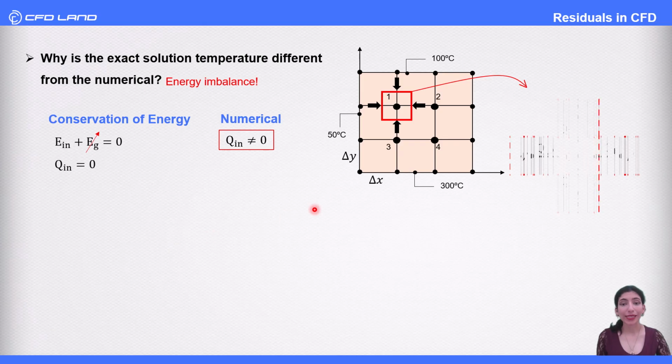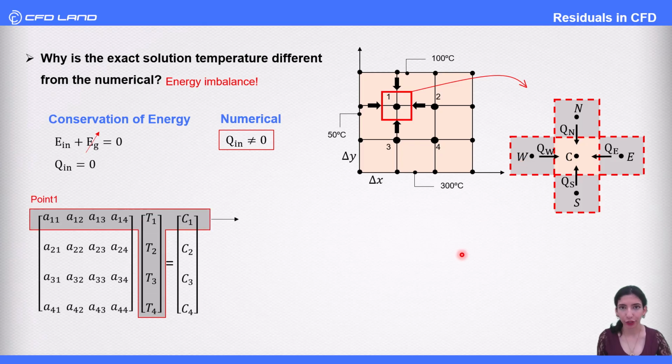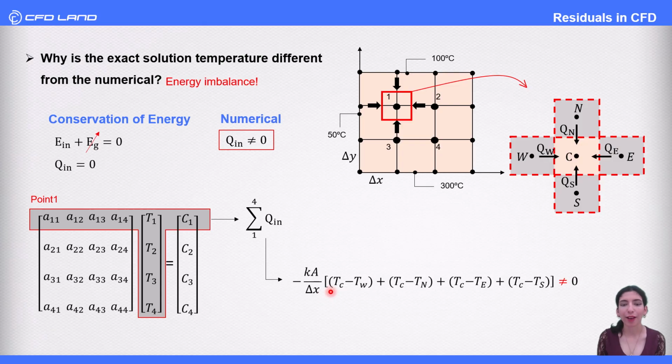So our cell is surrounded by 4 more cells. And when we write the conservation of energy for this cell, as you can see, we have the difference of centroids. So if we knew the exact value of these nodes, their temperature, the equation would be equal to 0. But we don't know. Yes, we are using a numerical solution. We are using iteration. We are using initial guess.